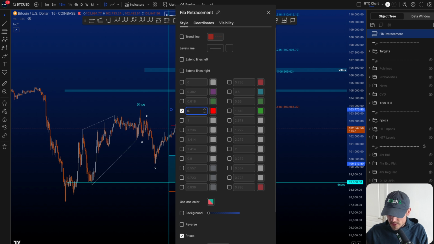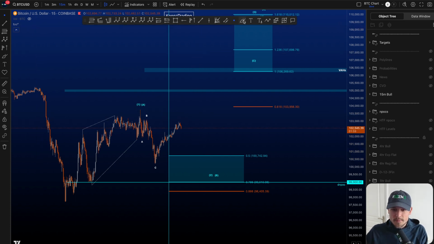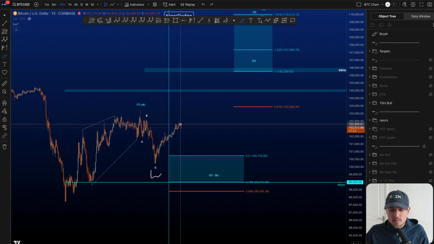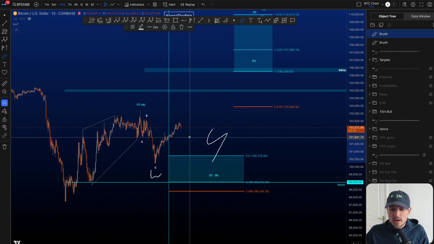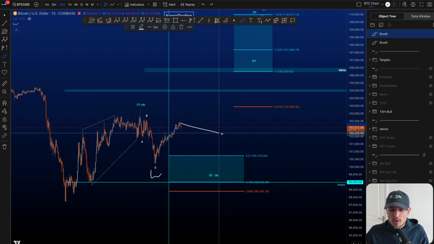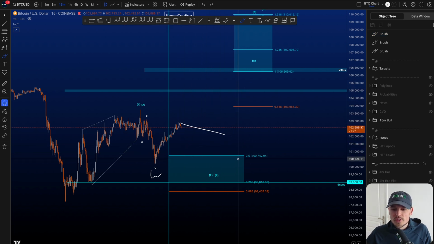Now, for a flat structure, the minimum target for your wave B would be the 0.9 at 103.4K, and a potential sideways WXY. So a sideways corrective structure, wave W is a zigzag, then you have a wave X, and then we need a wave Y. And because wave W is a zigzag, wave Y can only be a flat structure, A, B, C. And then we move up, or a triangle structure, A, B, C, D, E, and then eventually continuation towards the upside.